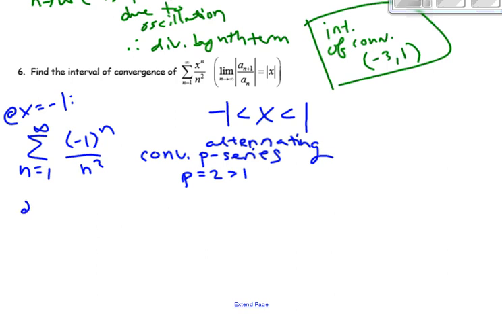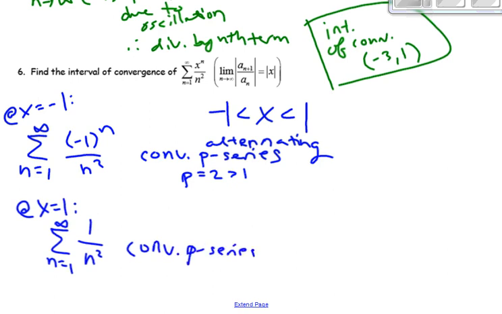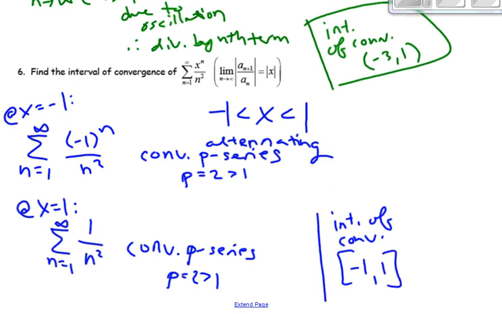All right, and then when we test at x equals 1, we've already discussed that. So 1 to the nth is 1 over n squared. So that's not alternating, but still a convergent p-series. All right, so therefore our interval of convergence here will include both endpoints. So that's -1 to 1 with brackets.